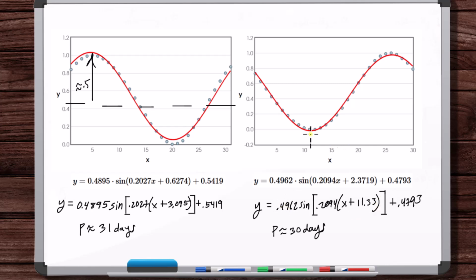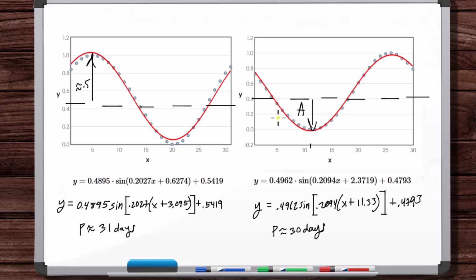The 0.4962, again, that's kind of the average. You could think about the average here as where it's oscillating about, the average of the data. And the amplitude looks to be about 0.4. So you scale the amplitude of 1 down to where the amplitude accommodates the data, and then you shift it up to the average value of the data, which is what the curve is going to be oscillating about, which is around 0.47-ish.